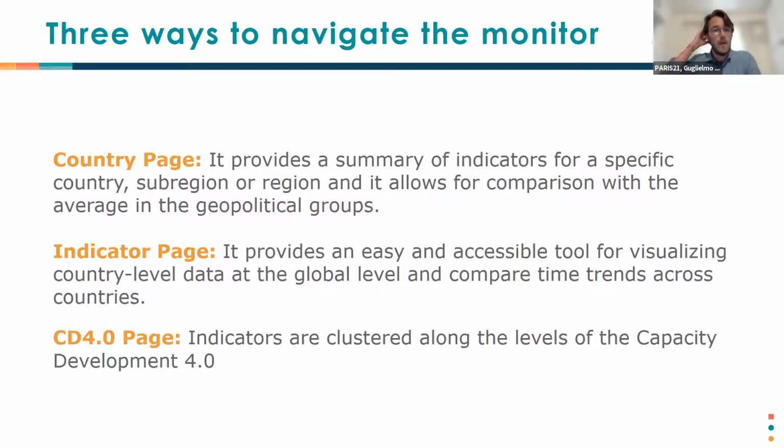So there are three main ways to access the monitor, as we have seen earlier, that we identify differently as country page, indicator page, and CD 4.0 page. The first one, the country page, allows you to assess, for a single country, the values for a different set of indicators that you can customize, of course.